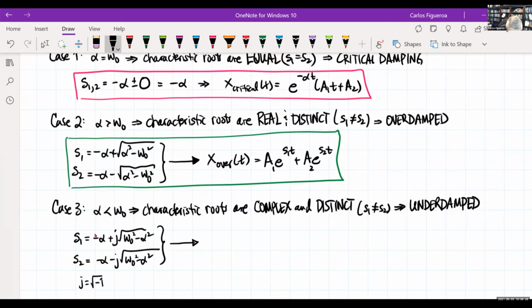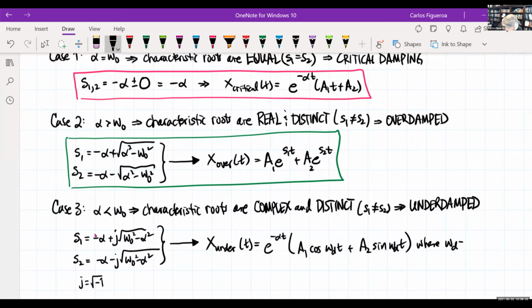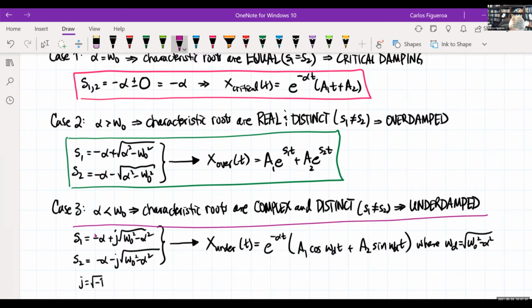So then if I go and I look at this guy, the underdamped is then going to be oscillatory, so it has to look something like this. So I'll write A1 cosine of omega d t plus A2 sine of omega d t, where omega d is then the square root of omega naught squared minus alpha squared. So then this gives us our third scenario here.